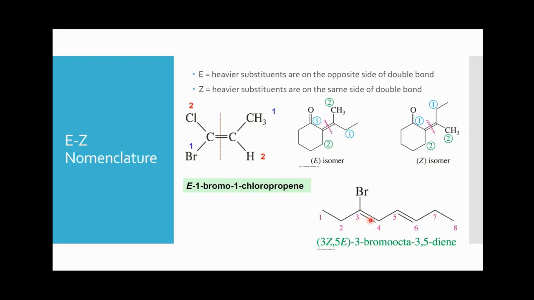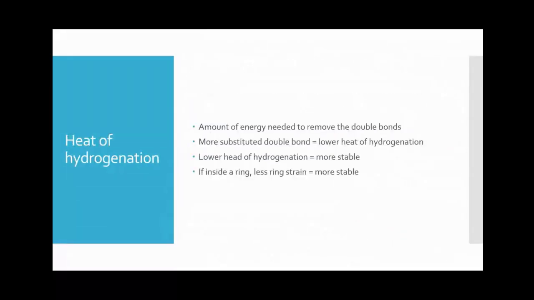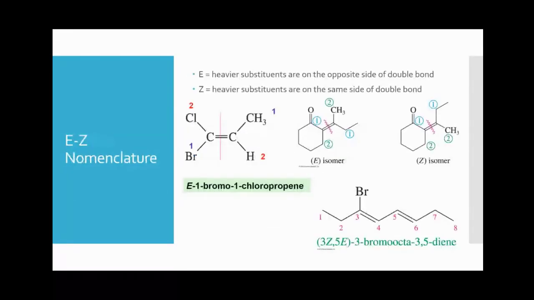If there are differing substituents, you also have to put the number of what you are referring to. So here it would be the third carbon, and E would be like the fifth carbon.